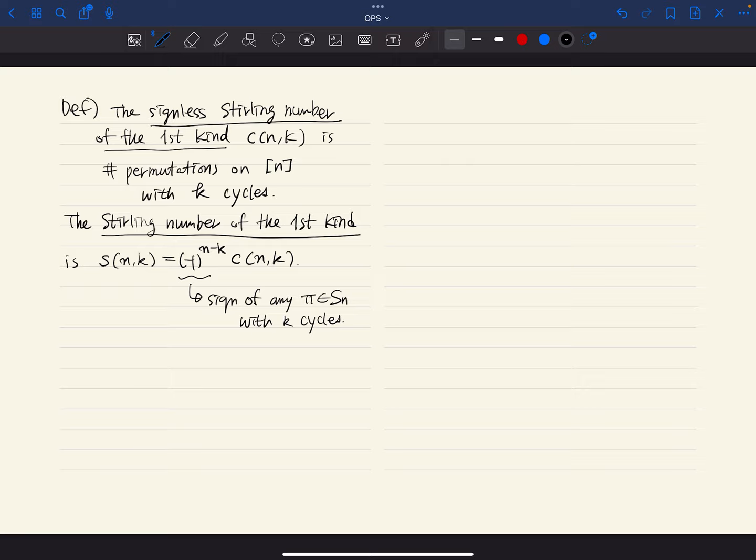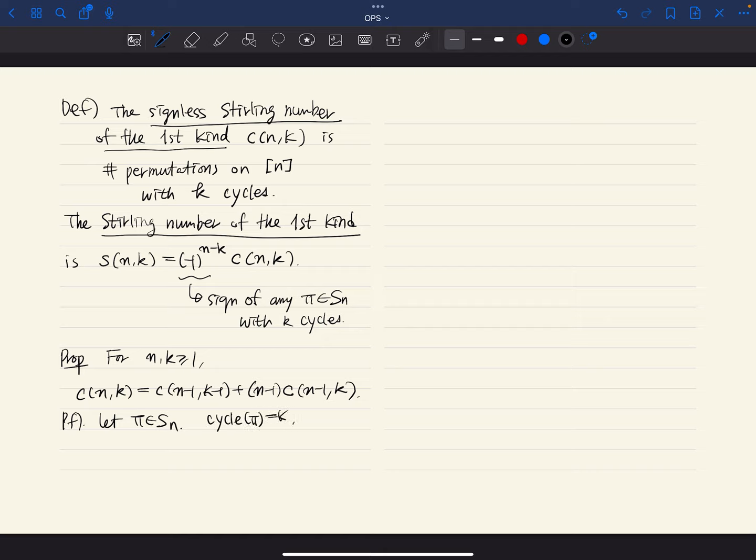And there is a nice recurrence for the Stirling numbers of the first kind. For n, k greater than or equal to 1, c(n,k) equals c(n-1,k-1) plus (n-1) c(n-1,k). The proof is really similar to the proof of the recurrence for the Stirling numbers of the second kind. So just imagine that the number of cycles of pi equals k. Suppose that pi has k cycles. Then just focus on the number n.